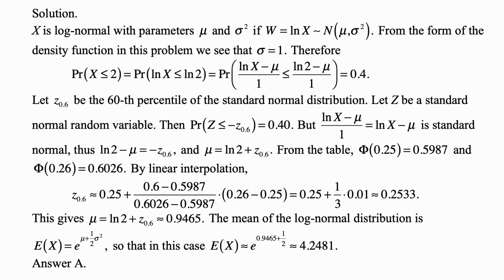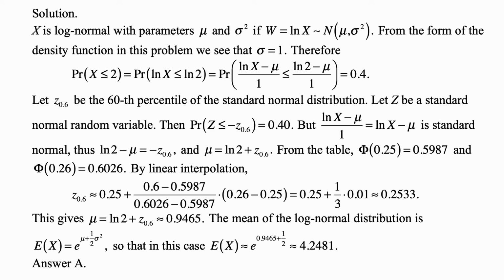And from the table of the normal distribution, the CDF of a standard normal distribution at 0.25 is 0.5987, and at 0.26 is 0.6026. And we want to find out what the point z.6 is, where that probability is exactly 0.6. Well, by linear interpolation, z.6 will be 0.25 plus a fraction of the distance between 0.25 and 0.26, and the fraction is established as the fraction of the distance between the two probabilities. So it's 0.6 minus 0.5987 divided by 0.6026 minus 0.5987. So 0.25 plus that fraction times 0.26 minus 0.25. Well, that's 0.25 plus 1/3 times 0.01, so it's approximately 0.2533.